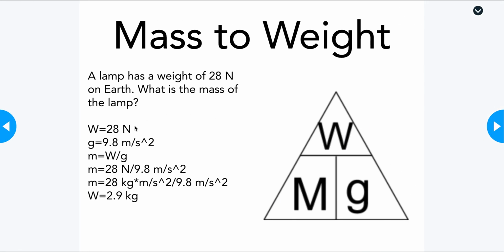All right, the weight of the lamp is 28 newtons. The gravity acceleration on Earth is 9.8 meters per second squared. The mass is going to be weight over gravity. So remember, we're solving for mass, so you cover that up, you get weight over gravity. The weight of the lamp is 28 newtons. The acceleration due to gravity is 9.8 meters per second squared. And so you do 28 divided by 9.8, and that gives you 2.9. And in these units, the meters per second squared cancels out with meters per second squared, and you're left with kilograms. So this W should be an M, but mass equals 2.9 kilograms.